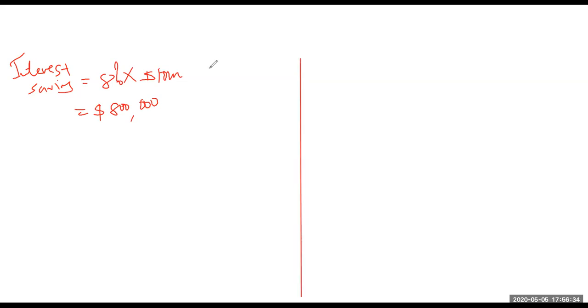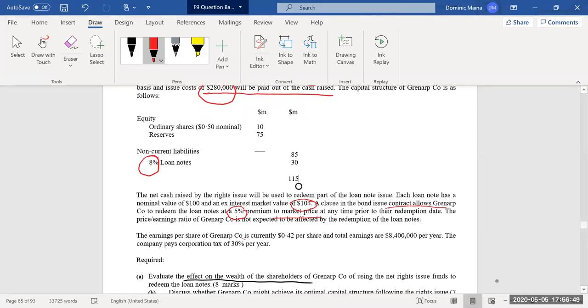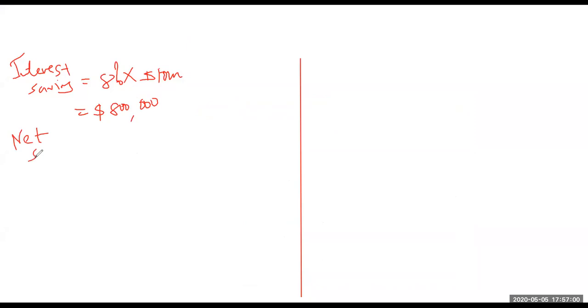Now for the net saving, I think this company does pay tax. Don't forget, this is a saving you're making, so an income you're making as a company, and of course you pay tax on it. So we determine whether this company pays tax. Yes, this company pays tax at 30% per year. Therefore, we need to tax that saving. The net saving is 800,000 multiplied by 1 minus 0.3, to give 560,000 as the annual net saving.